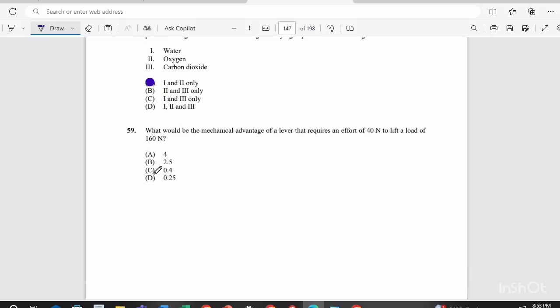Question 59. What would be the mechanical advantage of a lever that requires an effort of 40 newtons to lift a load of 160 newtons? The answer there is A, 4.